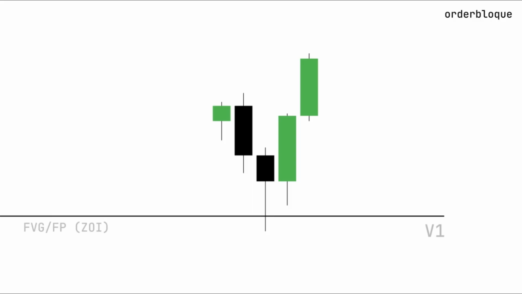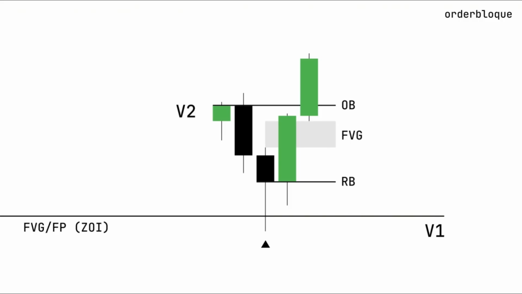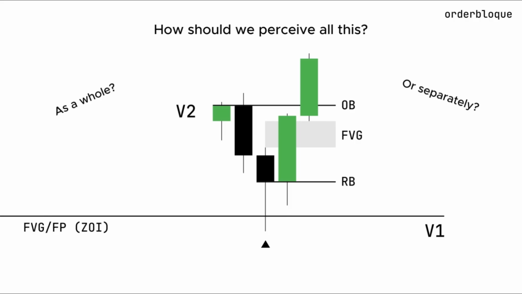As a result, we have variable number 1 in the form of FVG, or older fractal points, which is essentially a zone of interest. Then the price tests them and confirms volume in the form of order block, rejection block, fair value gap, which is already variable number 2. Plus, a fractal point is added. The question arises, how should we perceive all this? As a whole or separately?